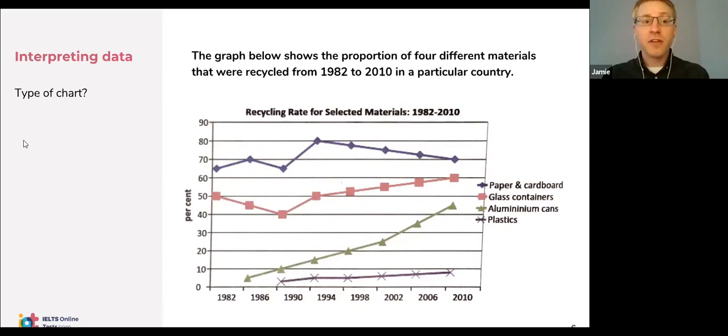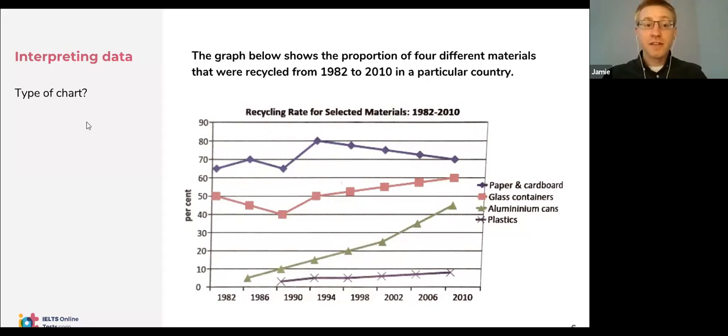So this is the first thing to focus on when you look at your graph or your chart. Is it showing me data over a period of time, or is it showing me a snapshot of data at a specific point in time? That will affect the type of language that you use to describe the chart.